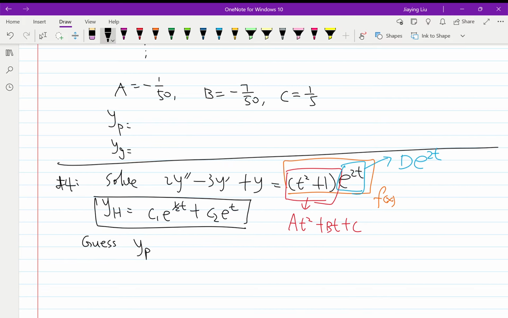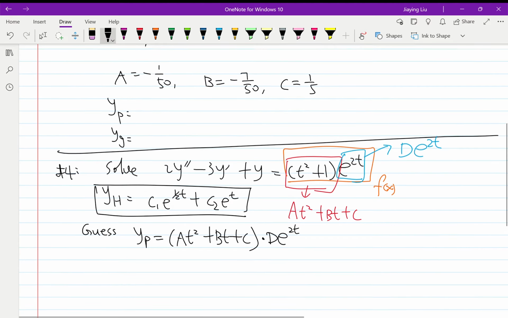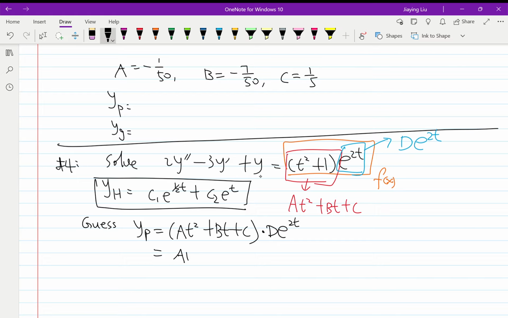Therefore, the particular solution is going to be at squared plus bt plus c times d e to the 2t. It might look like we have 4 different constants, right? A, B, C, D. But if we simplify this by distributing d into the parentheses, we get ad t squared plus bd times t plus cd times e to the 2t.